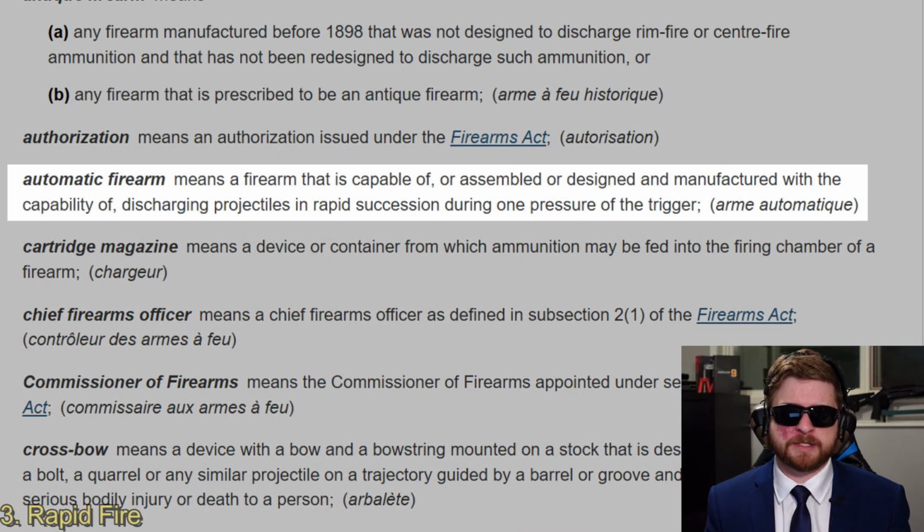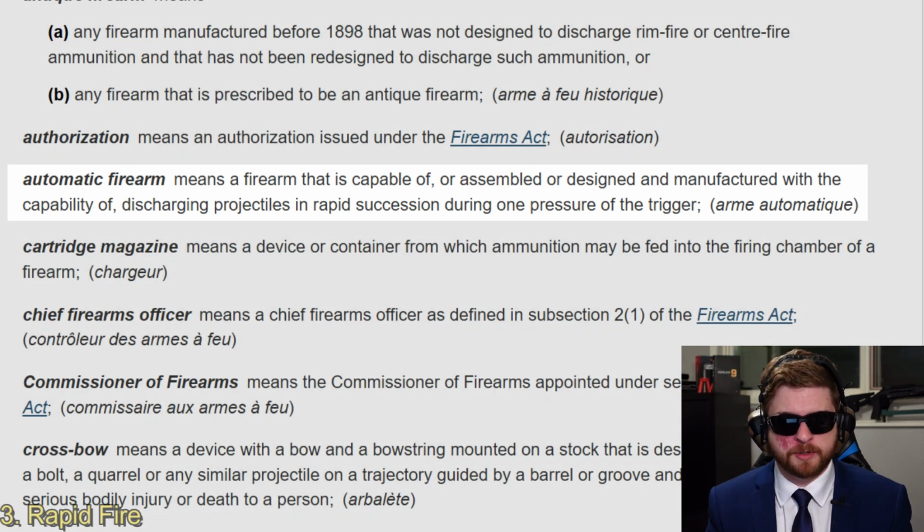So, Professor Brown, Mr. Historian of Firearms Regulation, let me show you what the law actually says in regards to rapid-fire firearms. In Section 84 of the Criminal Code, it says this: automatic firearm means a firearm that is capable of, or assembled, or designed and manufactured with the capability of, discharging projectiles in rapid succession during one pressure of the trigger. So rapid fire shows up in the definition of an automatic firearm. Not looking good for you, bub.